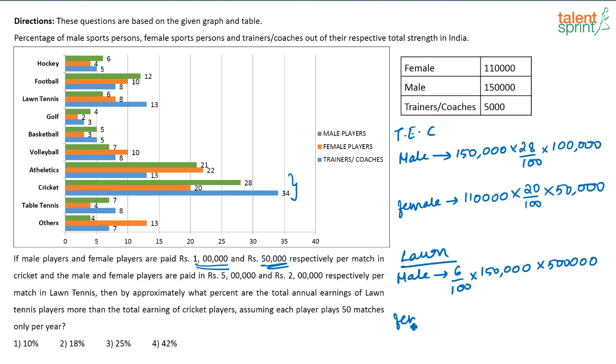Similarly, if you look at female players, it is 20%, not 20. Lawn is here, right? Lawn. So this is 6, female is 8. 8 by 100 of 110,000. And how much are they getting? They are getting 2 lakhs per match. Find out the value. Find the difference.